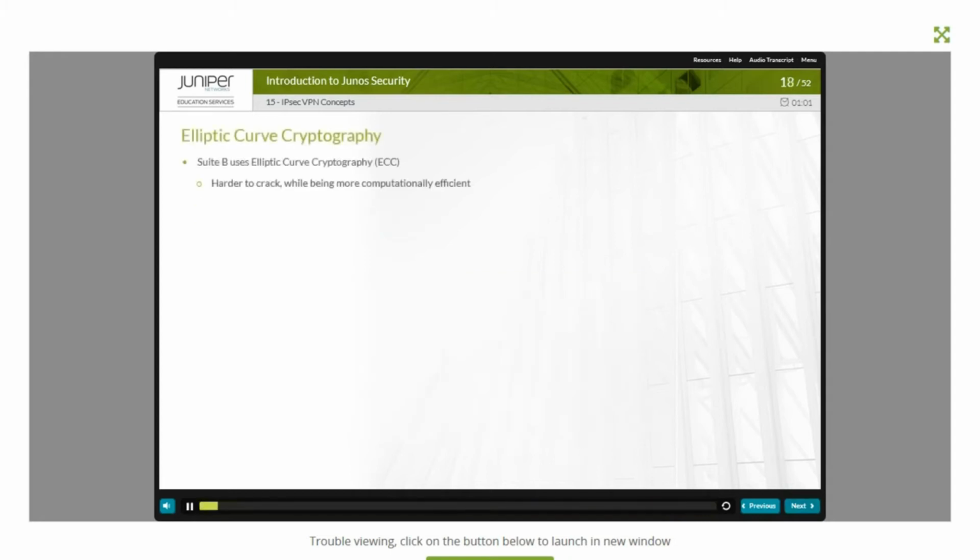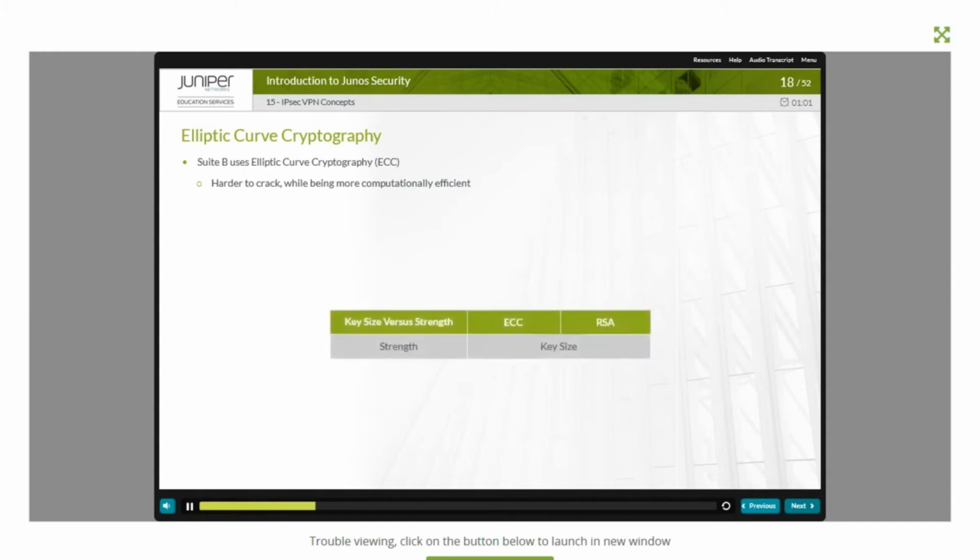Elliptic curve cryptography, or ECC, was introduced as an alternative to RSA in public key cryptography. One advantage of ECC over RSA is key size versus strength. For example, a security strength of 80 bits can be achieved through an ECC key size of 160 bits, whereas RSA requires a key size of 1024 bits. With a 112-bit strength, the ECC key size is 224 bits, and the RSA key size is 2048 bits.